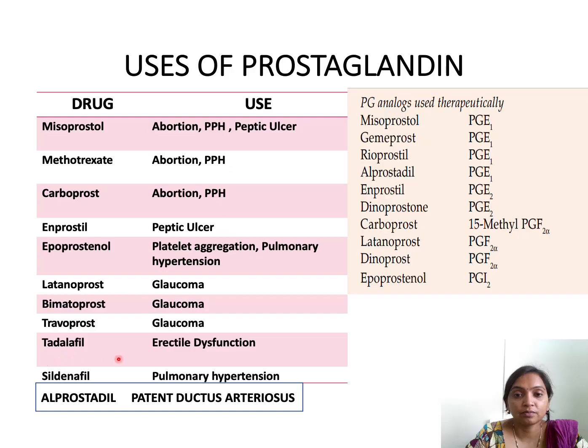Tadalafil and sildenafil are also used, tadalafil for erectile dysfunction. Sildenafil is also used for erectile dysfunction, but in pulmonary hypertension they have significant importance. One more important prostaglandin, alprostadil, is used in patent ductus arteriosus. It is very useful to keep the patent duct open, or to close it when it is not closed after birth.